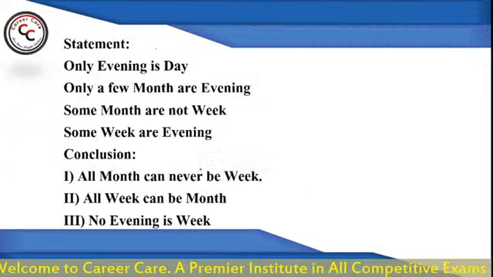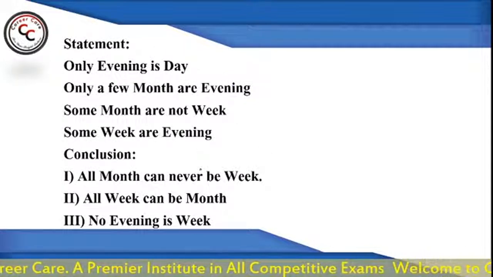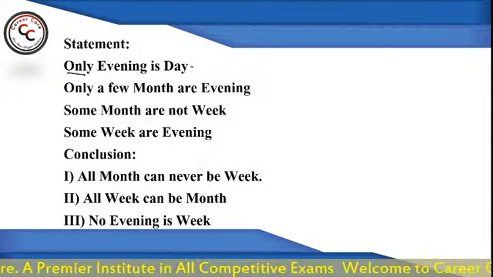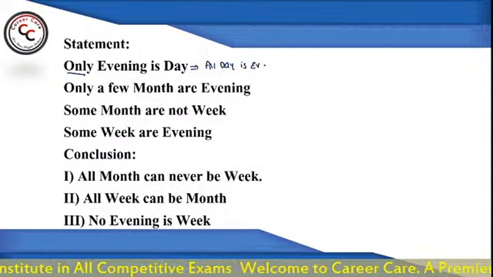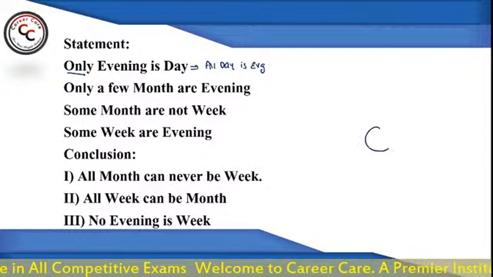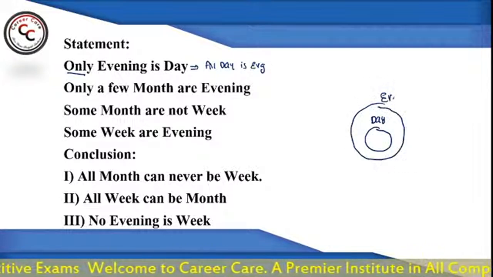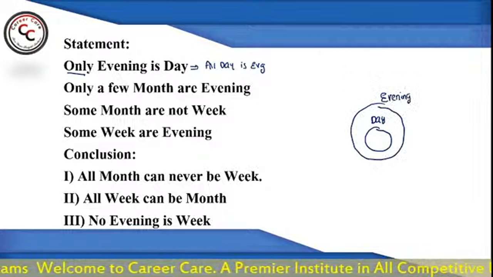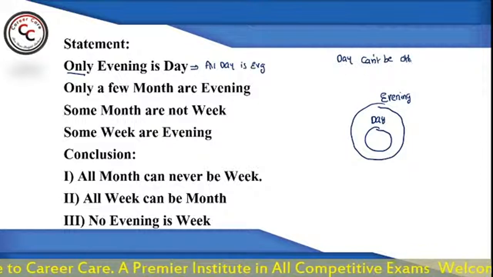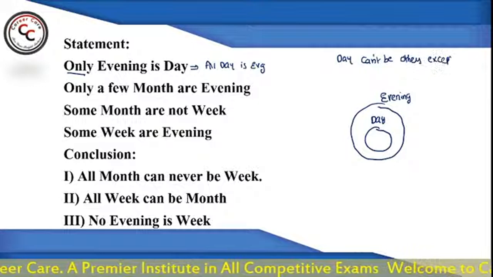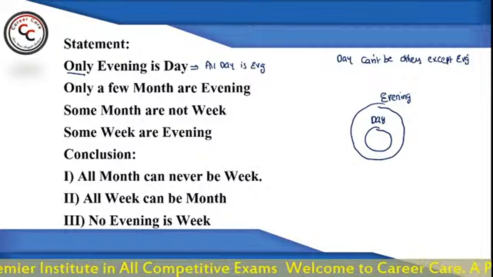Similarly, let's go for the next question, which is purely based on syllogisms. So look at this particular question. Only evening is day. That means all day is evening. All day is evening. So let's keep in mind that day can't be anything other than evening. Let's keep this in mind.